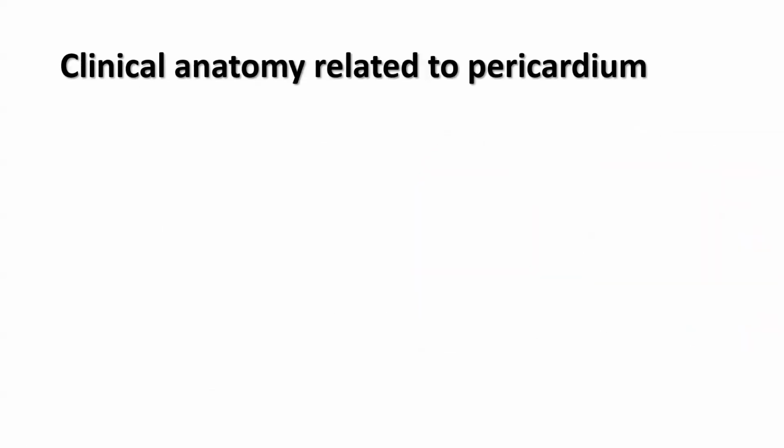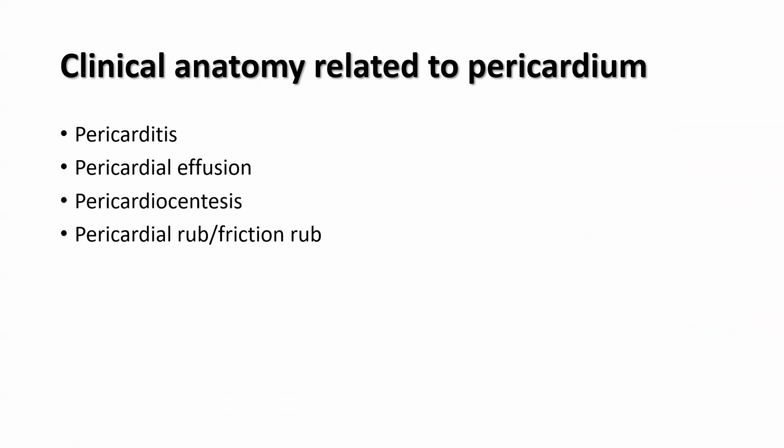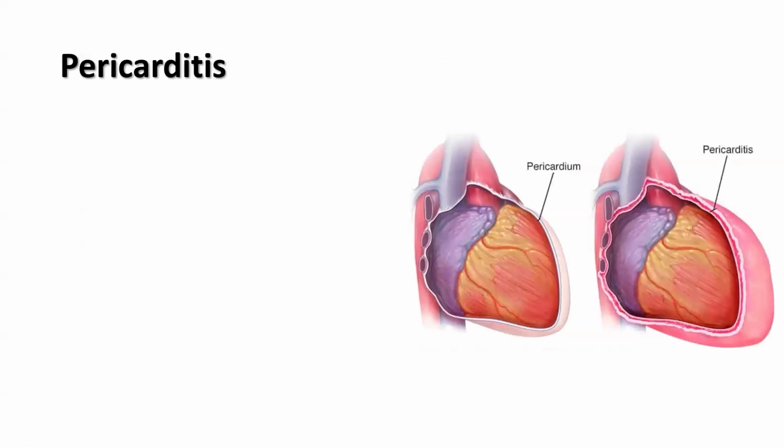Now we want to see some clinical anatomy related to the pericardium. These are pericarditis, pericardial effusion, pericardiocentesis, pericardial rub or pericardial friction rub, and pericardial or cardiac tamponade. I will discuss these things gradually. At first, pericarditis.